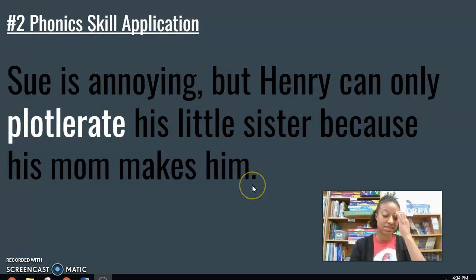Okay, let's look at our sentence. It says, Sue is annoying, but Henry can only blank his little sister because his mom makes him. Some of you might be able to relate. So we have this word. It has a long vowel silent E syllable pattern within it. We don't know what it is. We don't know what it means. You will need a whiteboard, marker, and eraser. Pause the video if you need to.